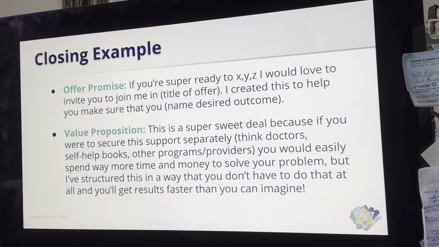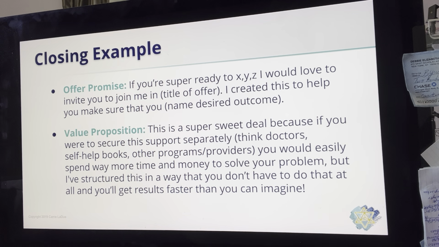Offer promise. If you're super ready to do X, Y, and Z, I would love to invite you to join me in title of your offer. I created this to help you make sure that you name the desired outcomes. So here in the offer promise, you're just kind of contrasting, if you're ready to overcome these things and get this desired result, that's what this offer is going to do for you. Value proposition. This is a super sweet deal because if you were to secure this support separately, now you're thinking here about different doctors they could go to, self-help books they could read, other programs or providers they could use. You would easily spend way more time and money to solve your problem.